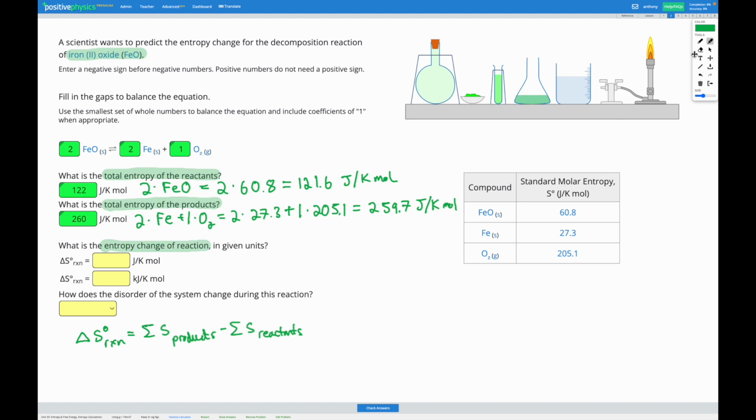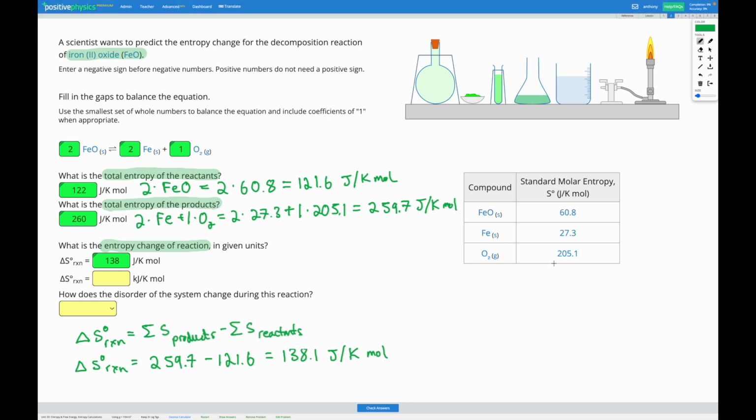Okay, so our next step is finding our entropy change of reaction. So we're going to use our equation down here. We're going to take our total entropy of our products, which was 259.7. We're going to subtract the total entropy of our reactants, which was 121.6, and that gets us an entropy change of reaction of 138.1 joules per Kelvin mole. So we can go ahead and fill that in here. We had 138.1 joules per Kelvin mole. Awesome.